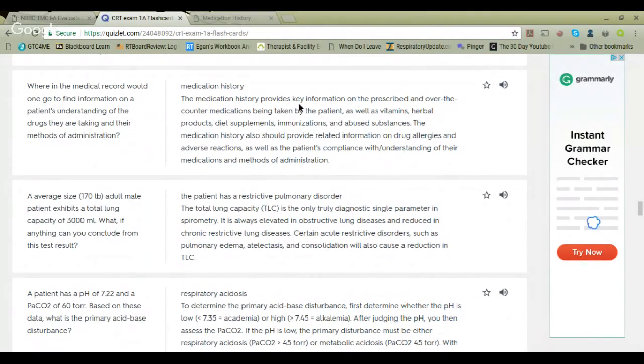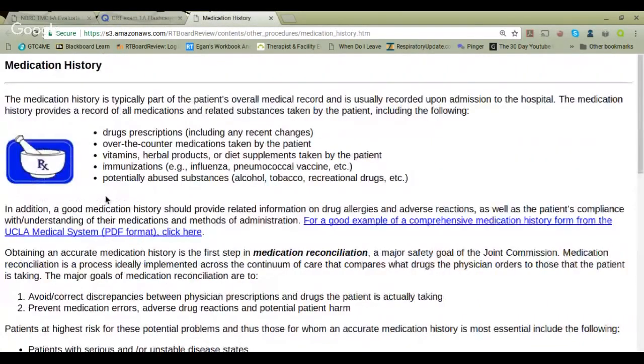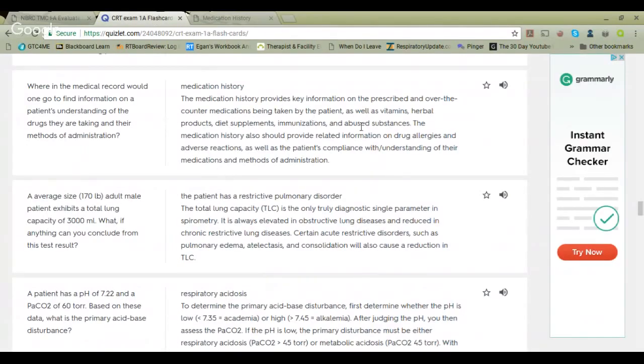The history provides key information on the prescribed or over-the-counter medications being taken by the patient, as well as vitamins, herbal products, which is basically a copy and paste from what I just read right here. And it says it should also provide drug allergies, adverse reactions, compliance with and understanding of the medication and methods of administration. That's a good example of a card, or you can just copy and paste that one.